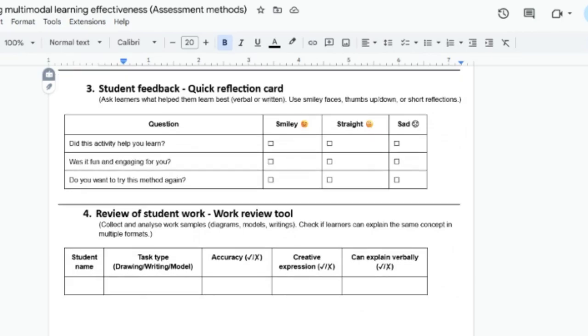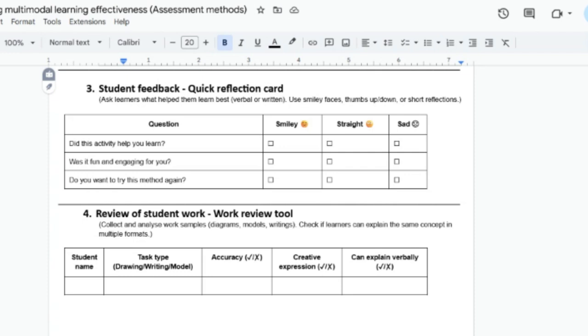Next, the third one is student feedback. It's a reflection card. You can have a chart like this, maybe on the wall for that particular class. You can create the chart beforehand, or you can create small slips and give them to the students, or in your own way think of how to get feedback on the effectiveness of the class. So you can have a chart like this wherein there are questions.